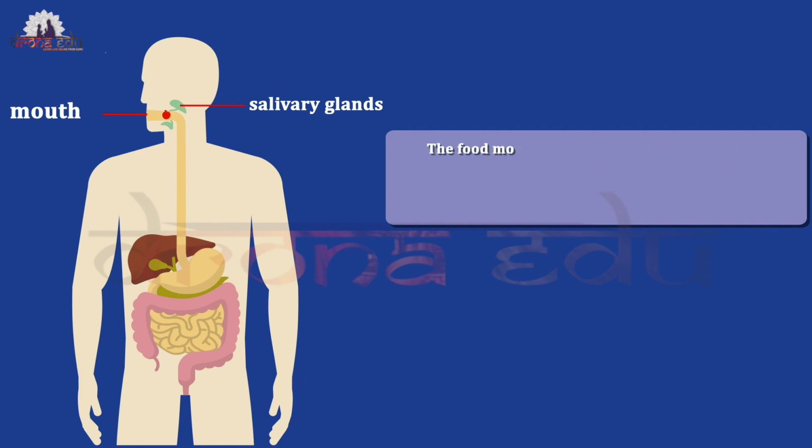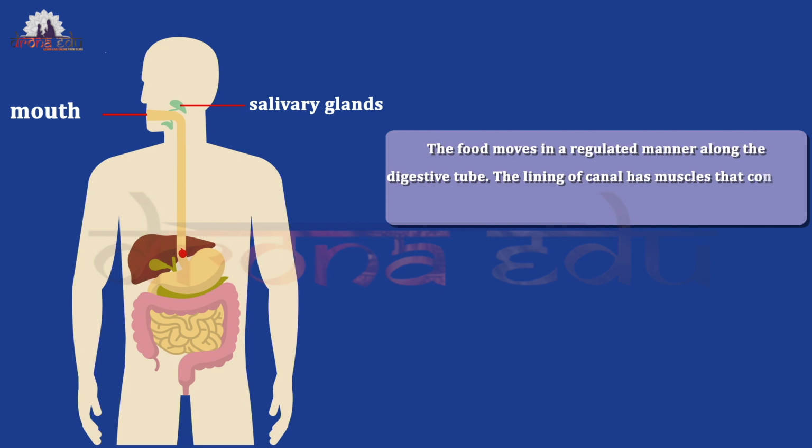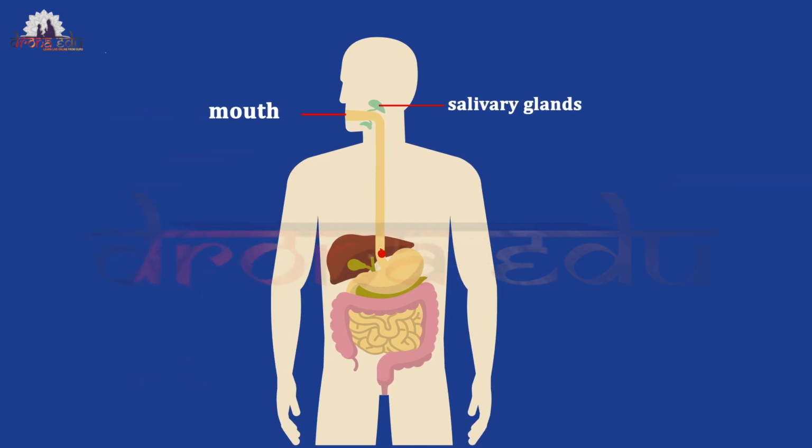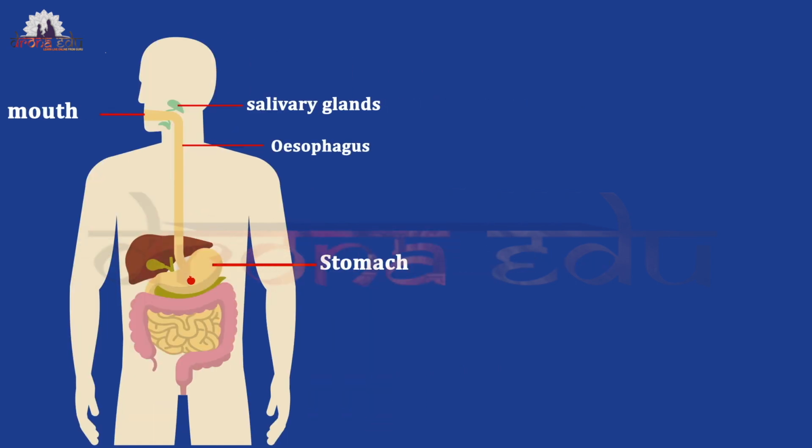The food moves in a regular manner along the digestive tube. The lining of the canal has muscles that contract rhythmically in order to push the food forward. Then the food reaches the stomach through the food pipe or esophagus. The stomach expands when food enters inside.